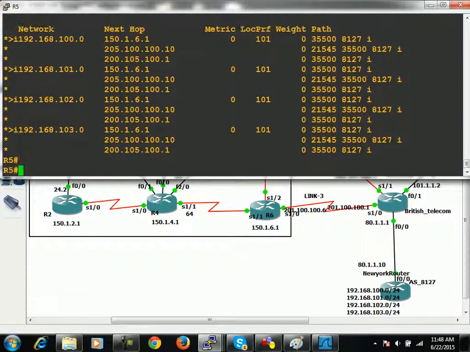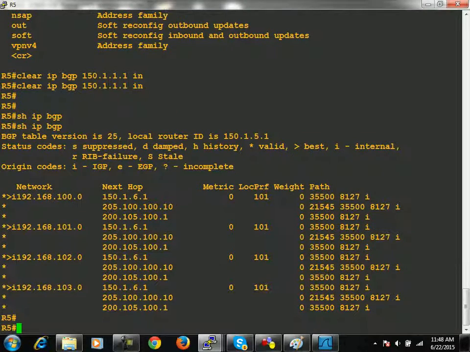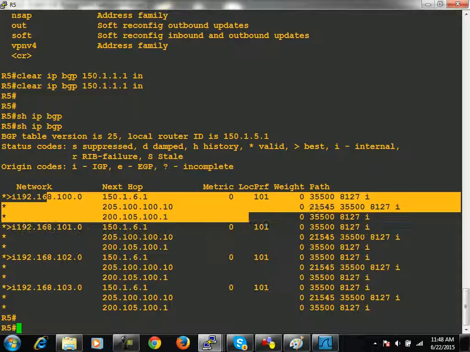Now it is receiving all these prefixes from 3 different neighbors. 2 are eBGP neighbors, 1 is iBGP neighbor. See, check it out. Even for R5 itself, its best path has been configured via R6. You know why? See, check its local preference now. This time it is modified to 101.